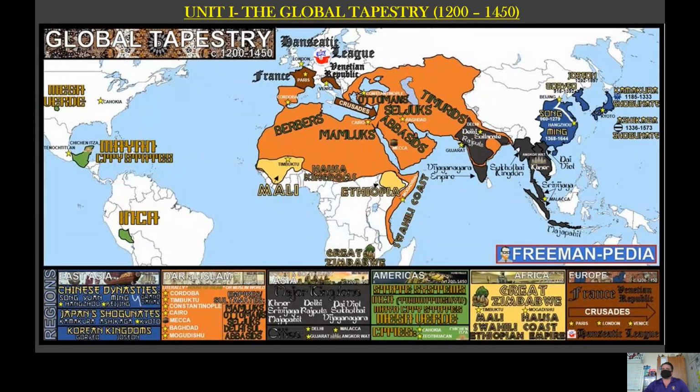So these are some of the groups that are around during this time period. I'm not a huge fan of this map. It gets a little confusing. I think when we see the individual maps of different regions, it'll make a little bit more sense.